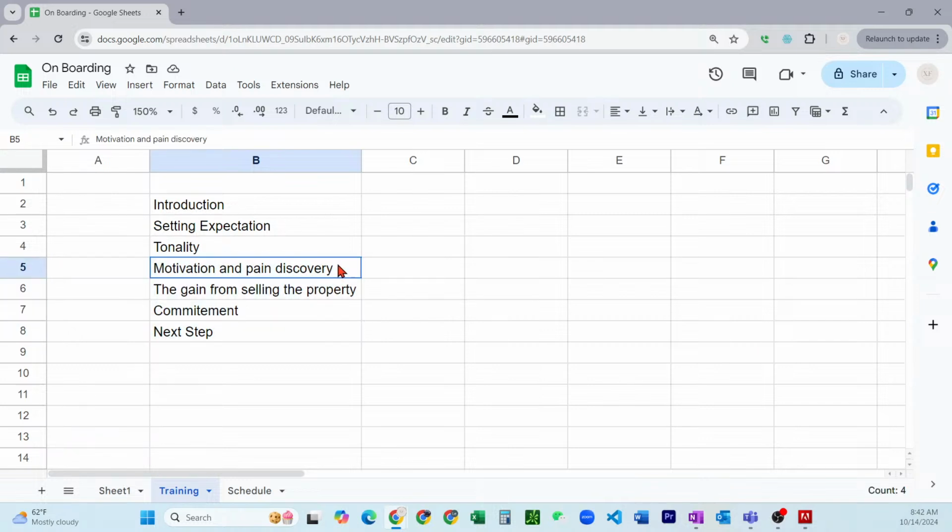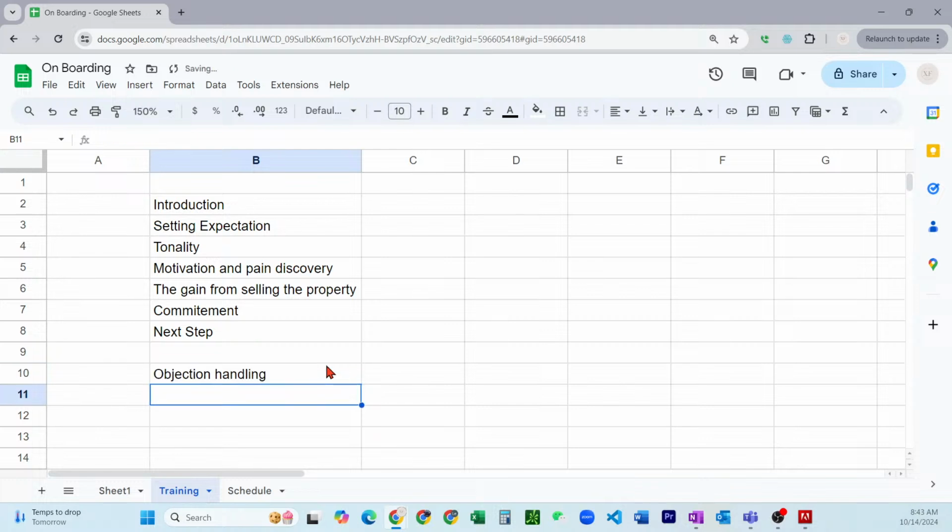Anyway, go ahead. Then with tonality, we'll talk about how we can better extract the pain and the motivation. Then discussing what the future state for the seller is going to look like. What's the best case scenario? What they want to achieve. We extract the pain and then we get the gain on the other hand, which may be better. And then we go into the commitments. They need to commit with us, and then we tell them what the next step is going to be. I think something is missing. Maybe objection handling.